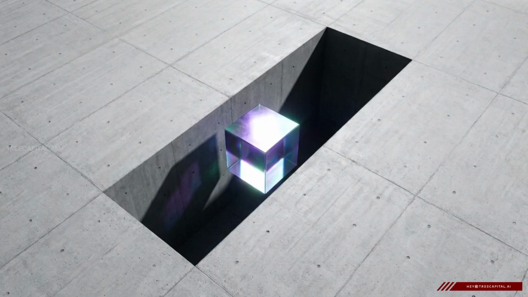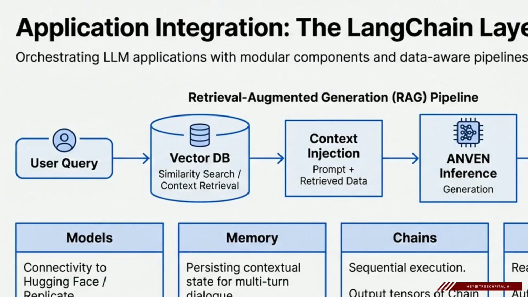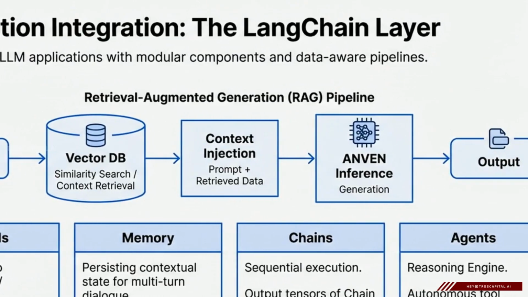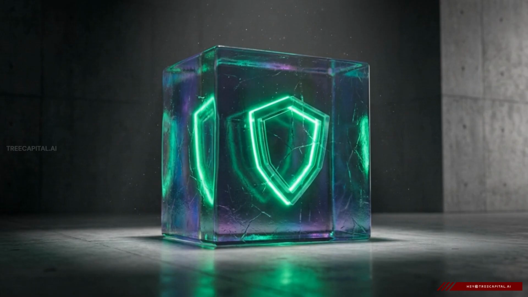These are stored in a vector database, where the system can mathematically map how every concept relates to every other concept. When a user asks a question, the system performs a similarity search. It identifies the vectors in the database that are most relevant to the query and retrieves only those specific chunks of information. As shown in this RAG pipeline, the retrieved results are passed into a context injection block. This combines your proprietary data with the user's prompt, creating a single grounded input for the Anven inference engine.